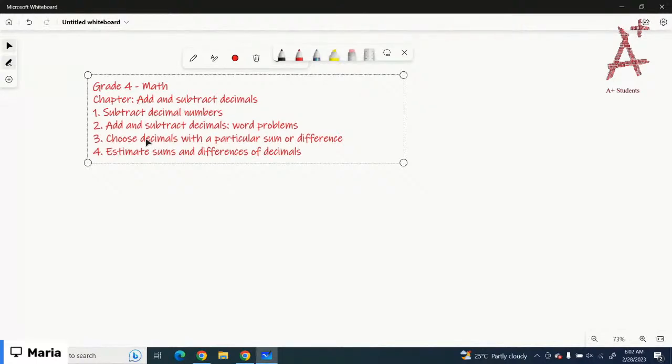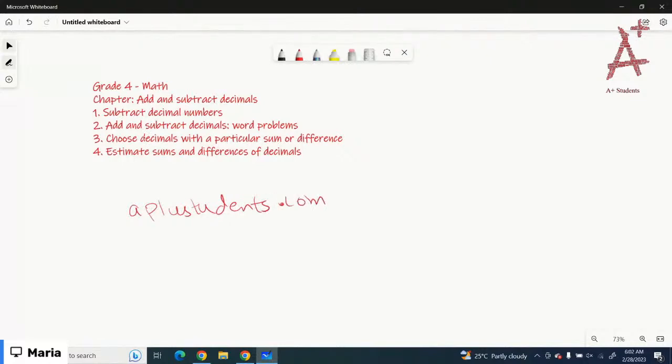So we're going to start with grade 4 maths. You can find all the lessons on aplusstudents.com. You have to log in there using your email address, and the password is provided by the administrator. Then you have to select math from the subject tab. Scroll down to grade 4 and then click on view all lessons. There you can find a list of the chapters.